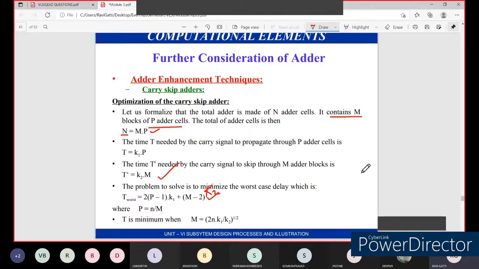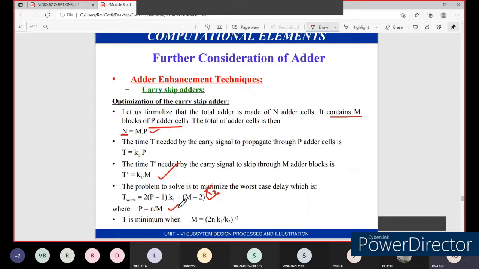Now we want to see the minimum propagation delay. To see that, I am going to substitute P as n by m, because we know that m is nothing but n into p. Therefore P is nothing but n divided by m. If we do that, I get the number of adders for each cell that I will be considering.